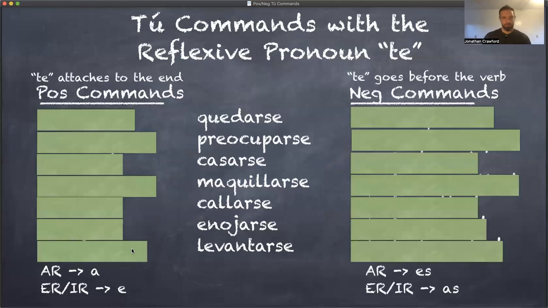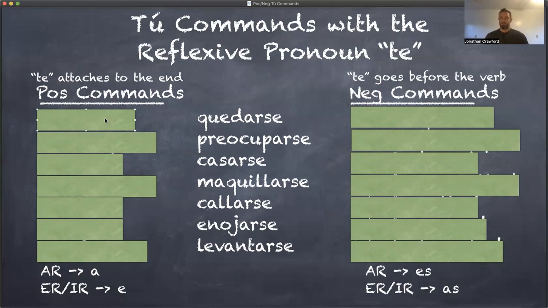Also, don't forget what we have learned in previous videos. Positive AR verbs will now end in A, and positive ER/IR verbs end in E. Whereas if they are negative, AR verbs end in ES, and ER/IR verbs end in AS.